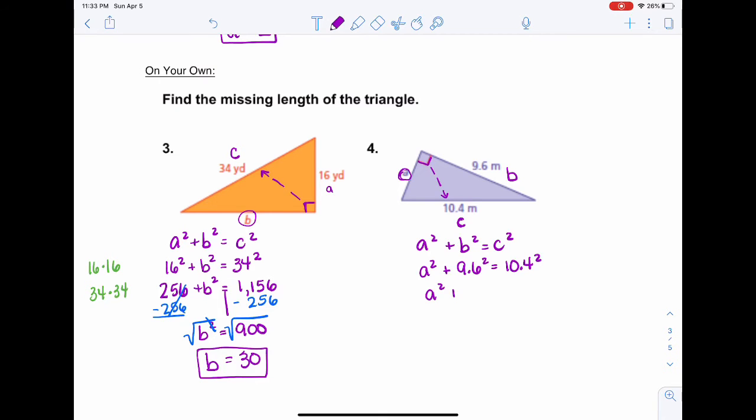A squared plus this, you're going to get 92.16. And this, you're going to get 108.16. Now I'm going to subtract.